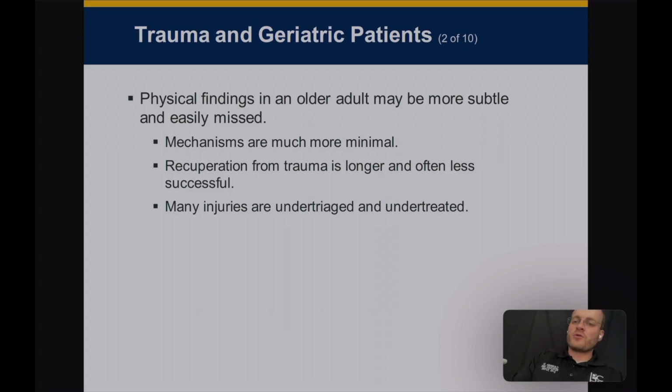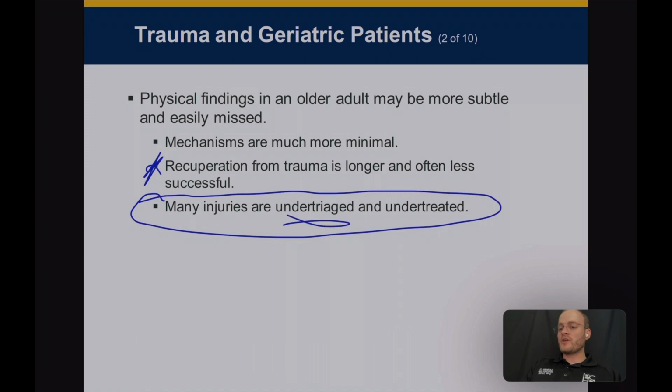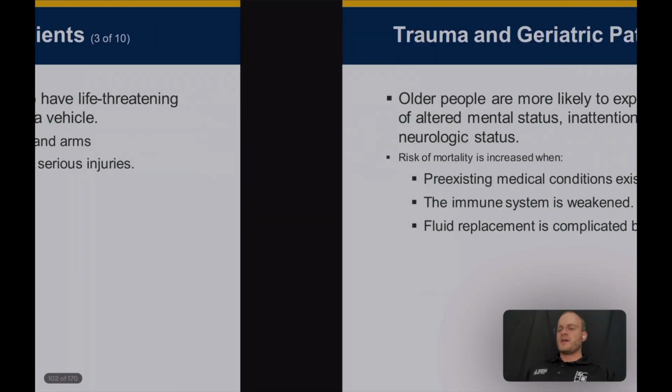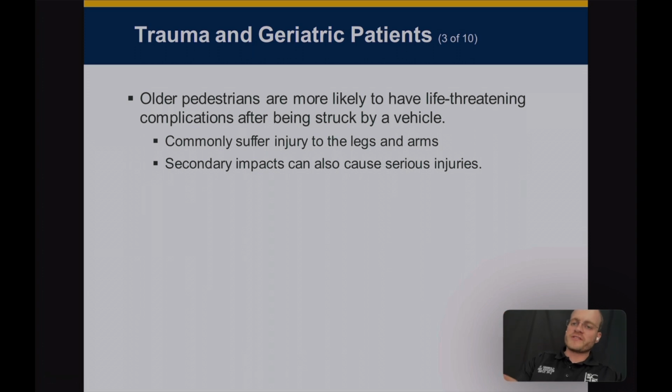So what does that mean? Of course, if I broke my hip, I'm going to recover a lot faster than an 88-year-old lady. Okay. Many injuries are undertriaged and undertreated. Undertriaged meaning we don't take them seriously, and then they're undertreated. We don't treat them as thoroughly as we should. And so older pedestrians are more likely to have life-threatening complications after being struck by a vehicle. Again, this is intuitive. 88-year-old lady hit by a car versus me. The 88-year-old lady is not going to do very well. Okay. Be mindful of something called a secondary impact, and that can cause serious injury.